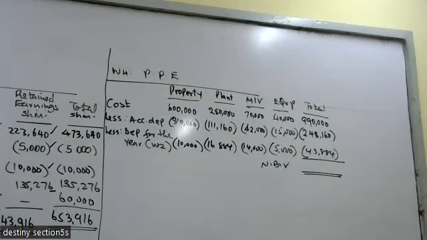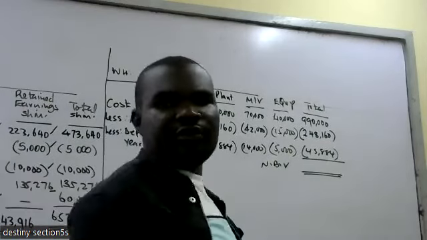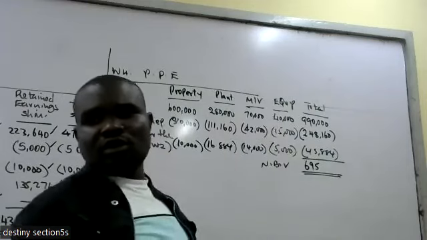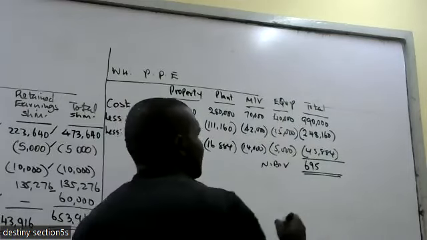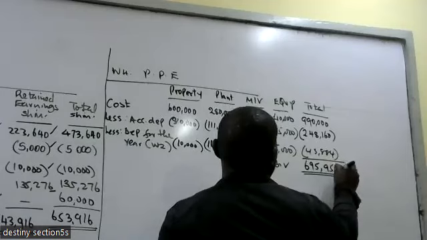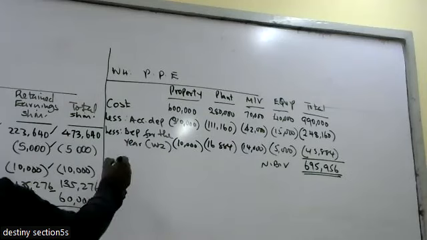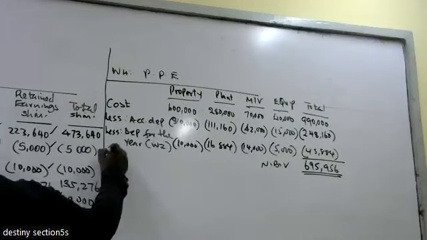695,956. Okay. So right there, that is working for Roman 3 of the question.